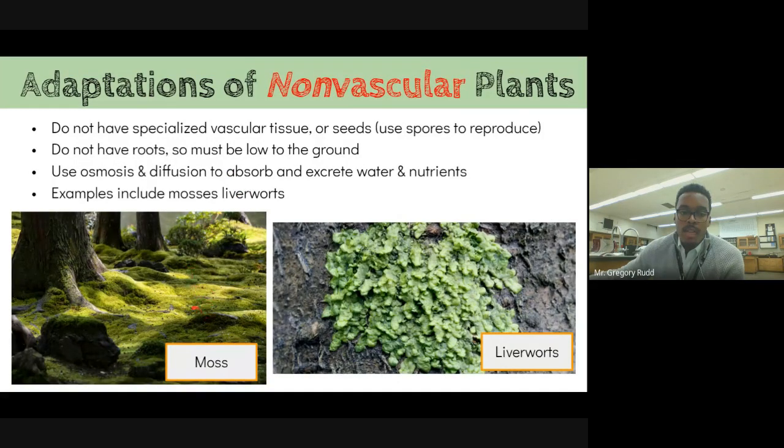See mosses on the left. I'm not quite sure that I know what a liverwort is, but here's a picture of one or several, who knows?